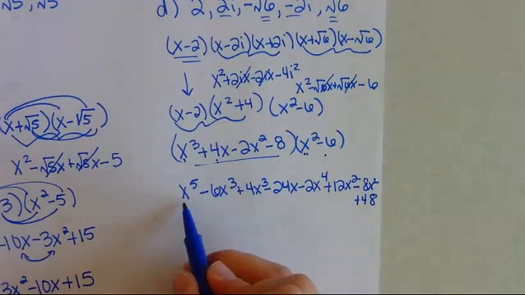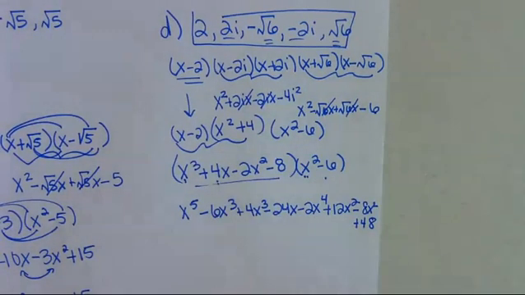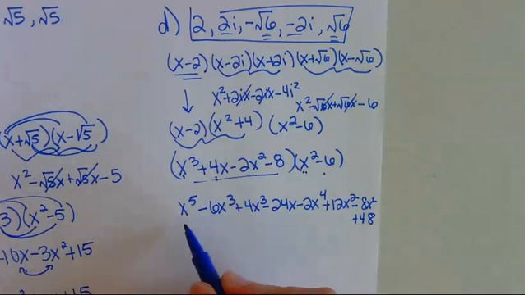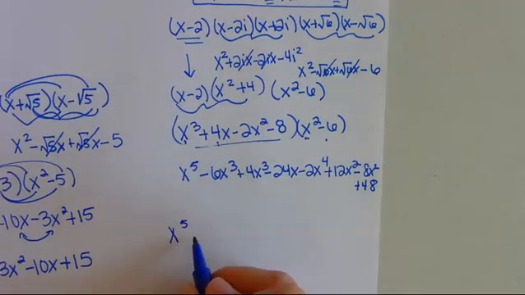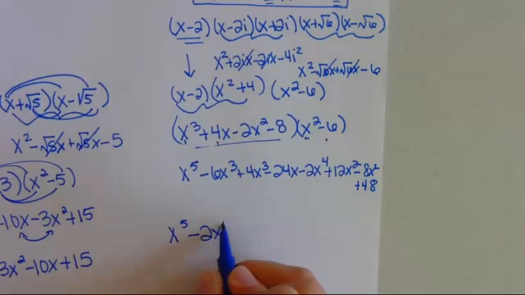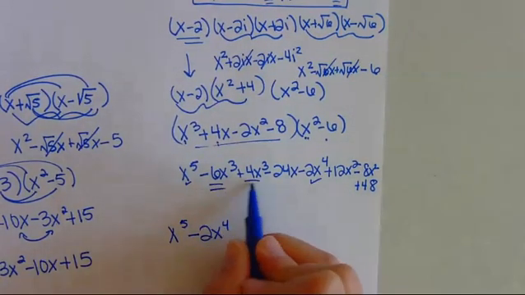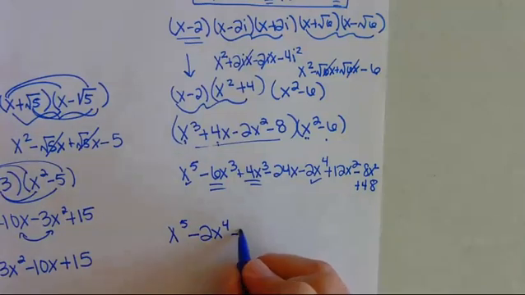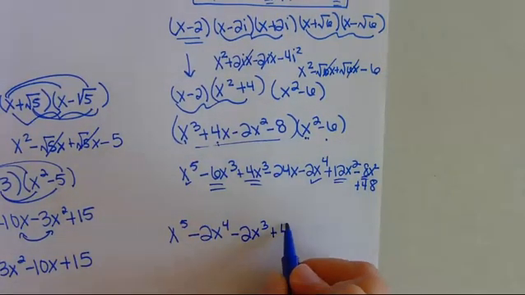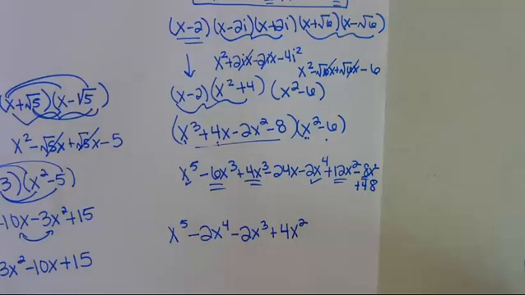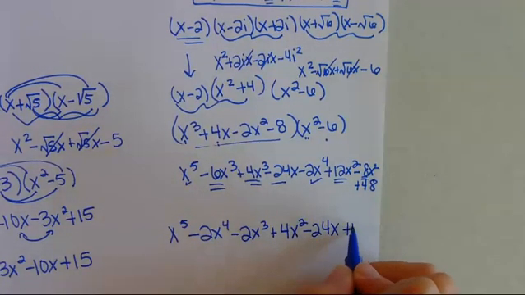X to the 5th is going to be my degree. Notice that I have 5 answers there once I've taken care of my conjugates, so x to the 5th totally makes sense. So I'll have x to the 5th minus 2x to the 4th. I've got some cubes here, so that's going to be a negative 2x to the 3rd. I've got some squareds here, so that's going to be a plus 4x squared. I've got only one x, minus 24x plus 48.